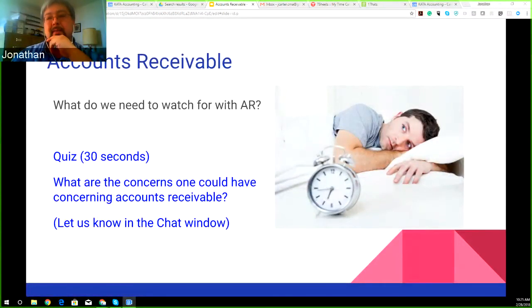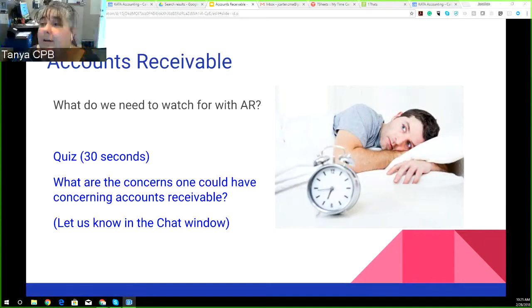Okay, so what determines if you should write off a bad debt? Actually, you know what? Let's hold that. Let's come back to that. What are some other concerns in general about AR? Is there a problem with collecting, maybe? Problems with collection? Maybe they need some counseling on how to collect their AR, or the use of one of the apps out there or something.